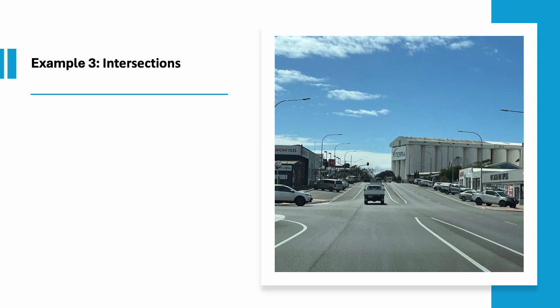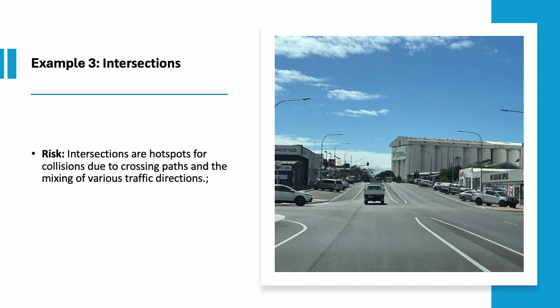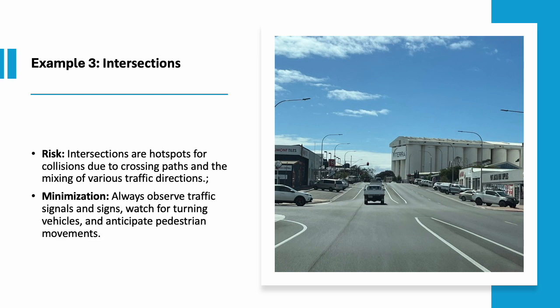Example 3. Intersections. Risk. Intersections are hotspots for collisions due to crossing paths and the mixing of various traffic directions. Minimization. Always observe traffic signals and signs. Watch for turning vehicles and anticipate pedestrian movements.